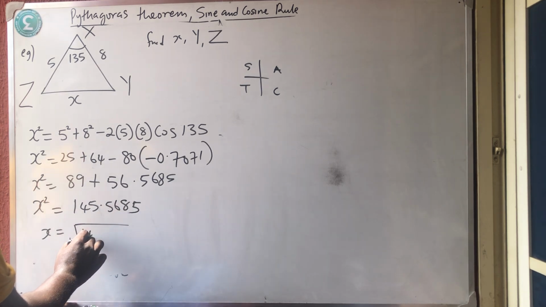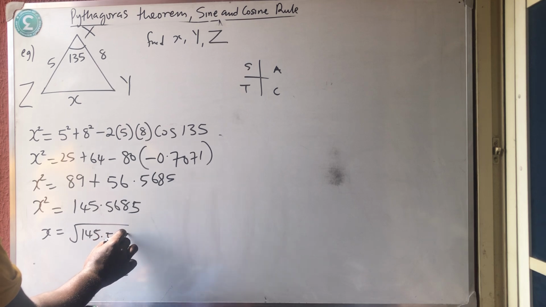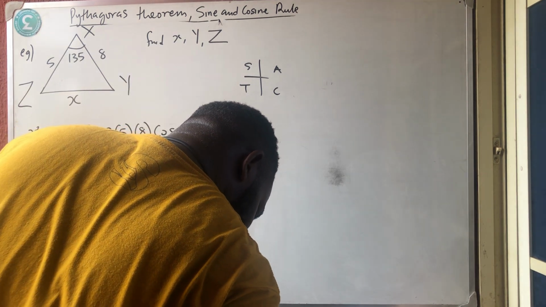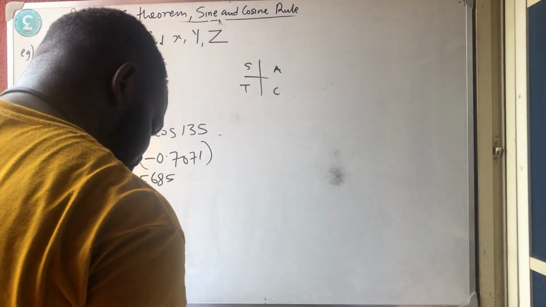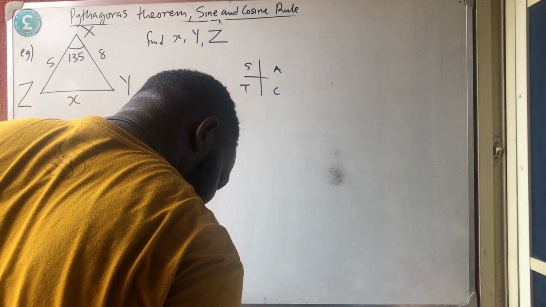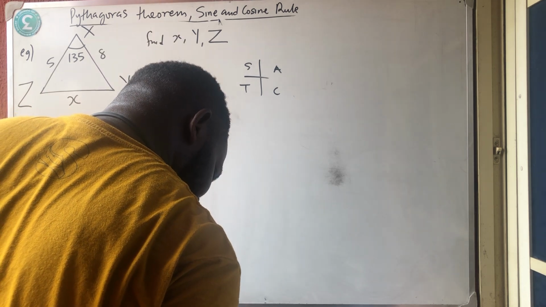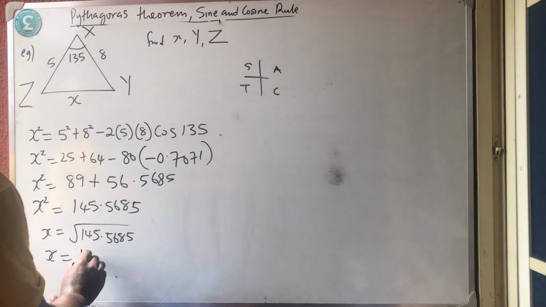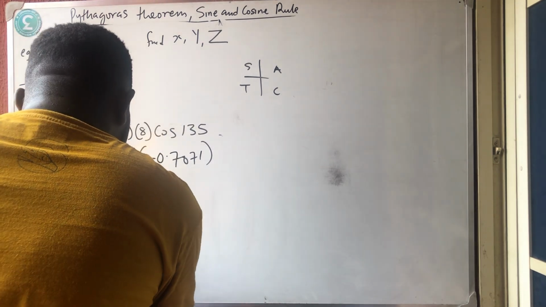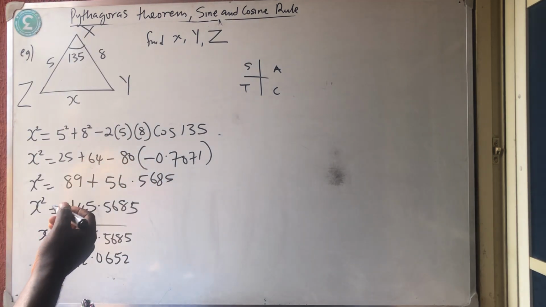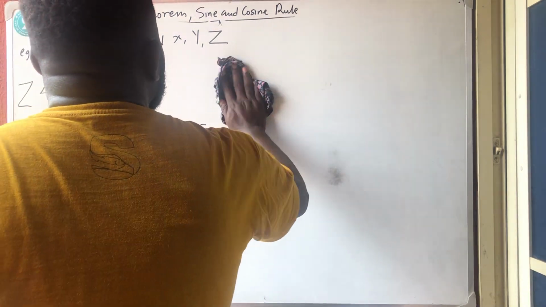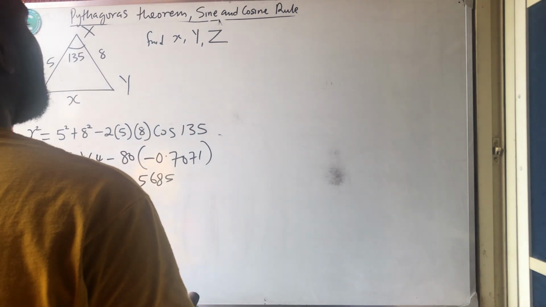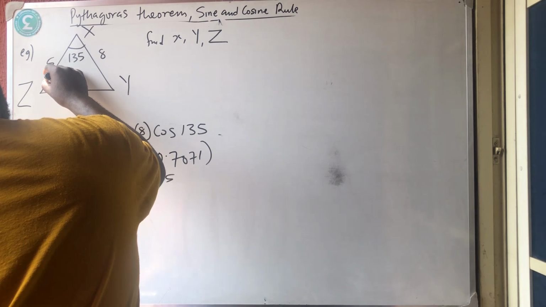So my x becomes the square root of 145.5685. Okay, so I'm having 12.0652, so that is my x. You see, it's very, very simple. So the next thing they say we should find is any of the angles. I can now use sine rule to find any of the angles. Okay, I can use sine rule.